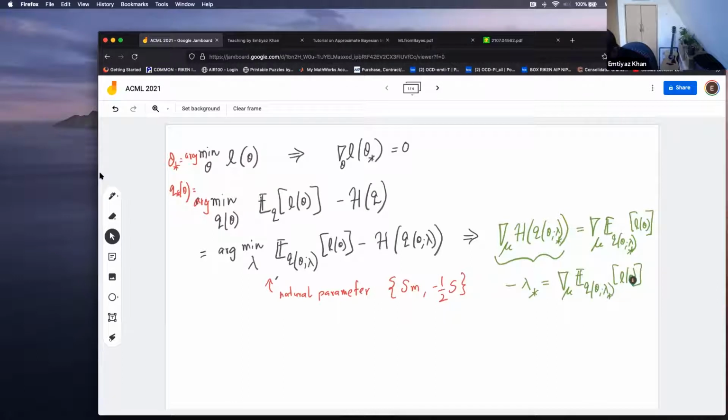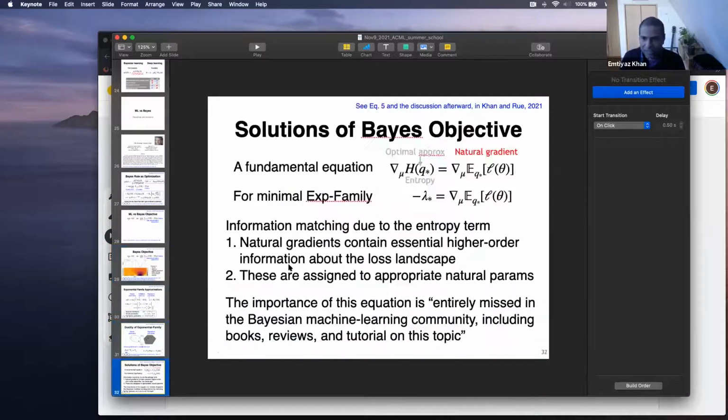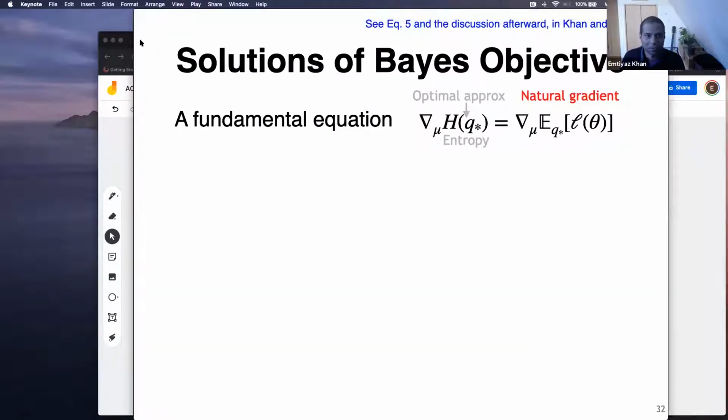If this is a little bit confusing, this lambda star actually depends on mu, right? I hope that you could see that the gradient with respect to mu is basically taking through lambda star. If this makes sense to you, then we can go back and look at this slide and try to make sense of this a little bit more.